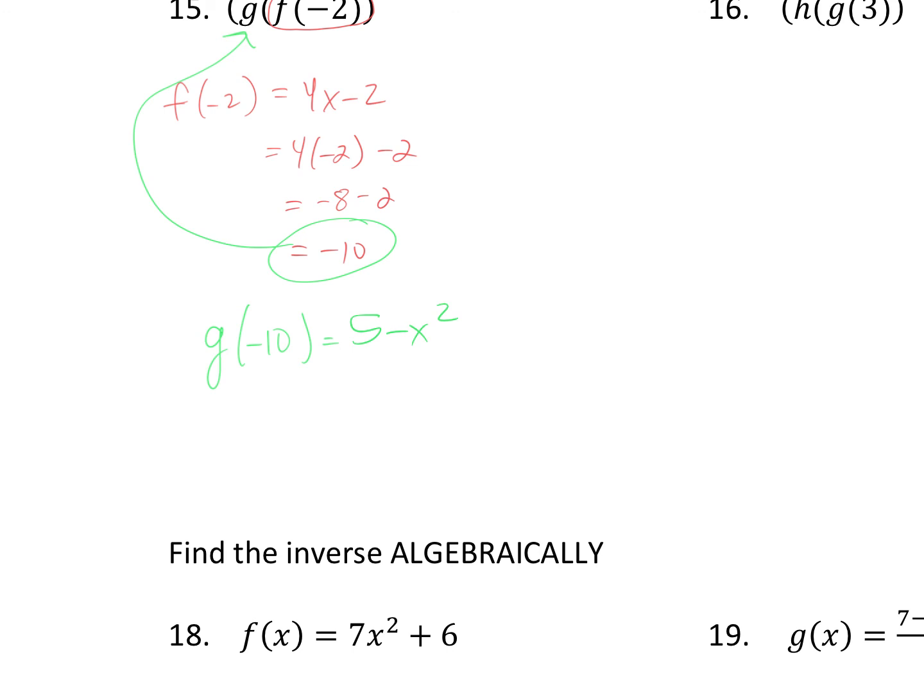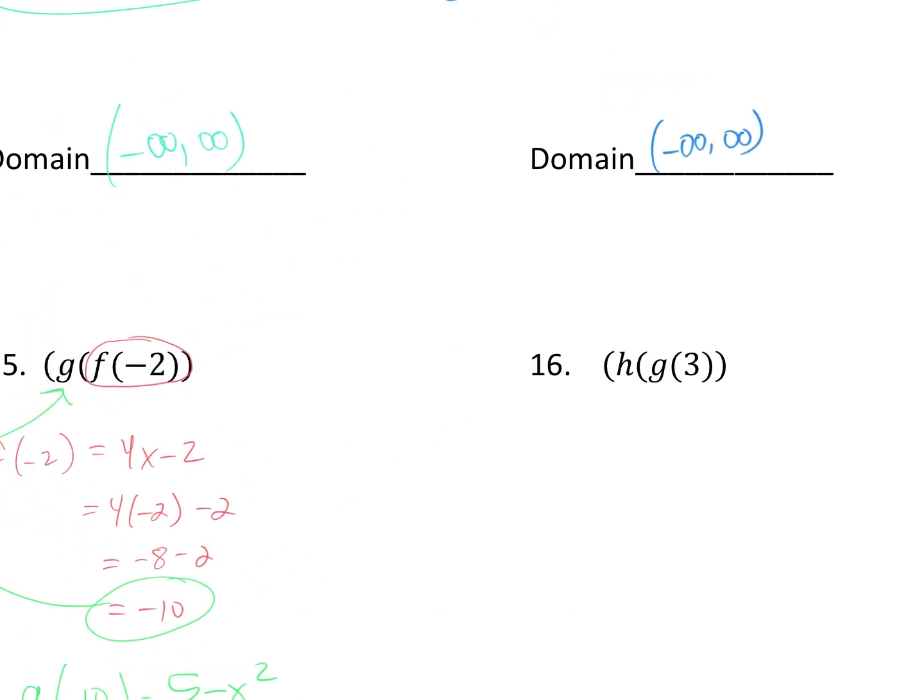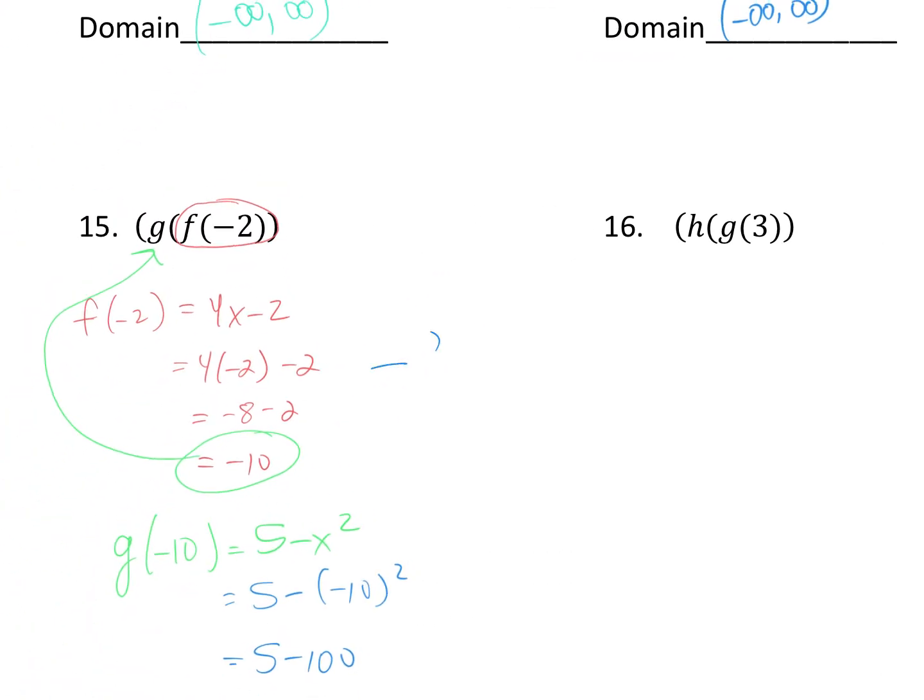So again, careful with your signs, guys. You have 5 minus negative 10 squared. What's negative 10 squared? 100. So 5 minus 100 is? Negative 95. So this whole thing is negative 95. Work from the inside out.